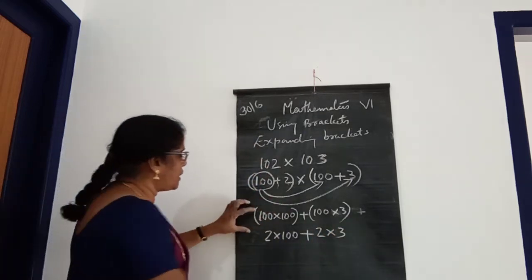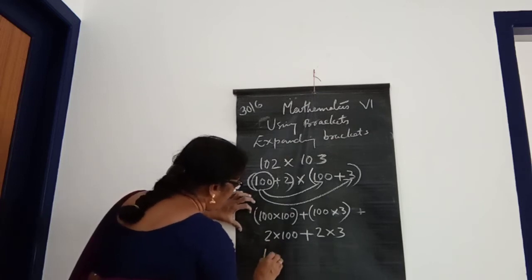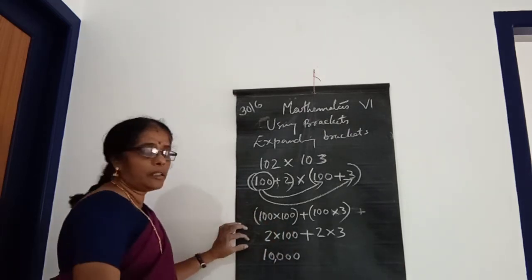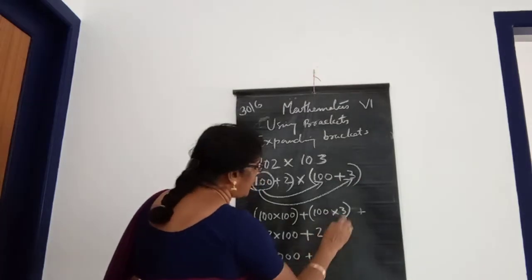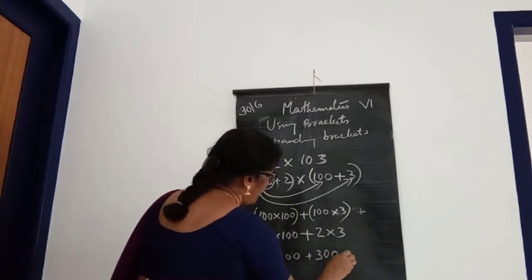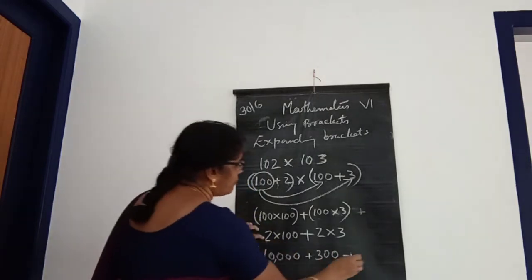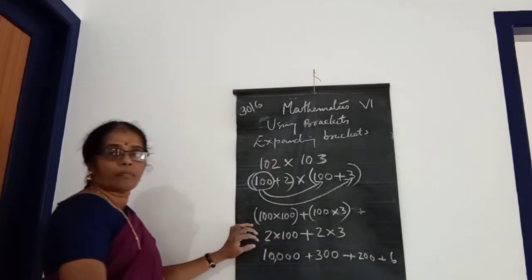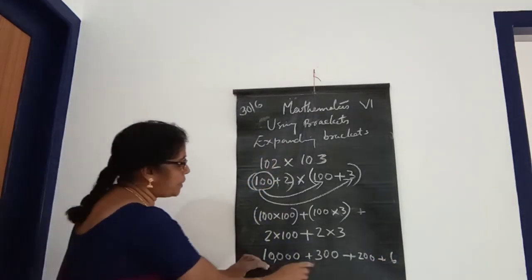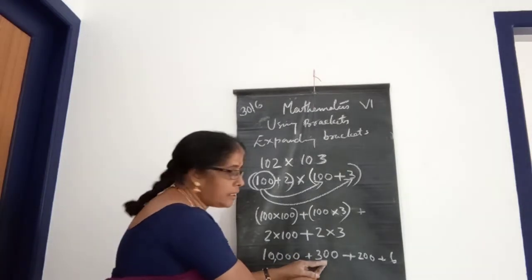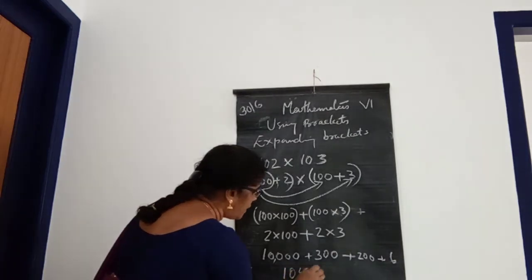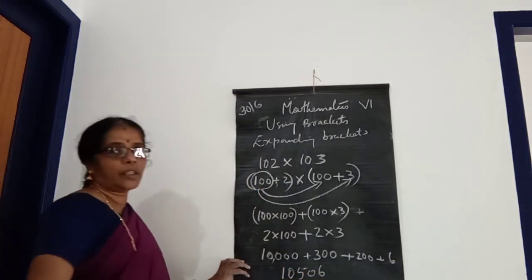What is 100 into 100? 10,000. 100 has two zeros, so together four zeros, 10,000. Plus what is 100 into 3? 300. Plus what is 2 into 100? 200. What is 2 into 3? 6. Yes, the answer: 10,000 plus 300 is 10,300, plus 200 is 10,500, plus 6 is 10,506. Did you understand this one, children?